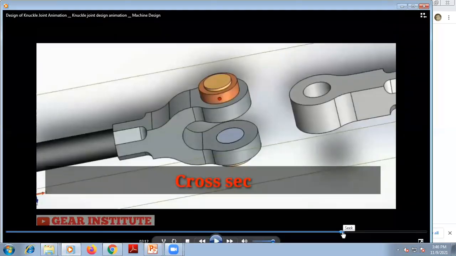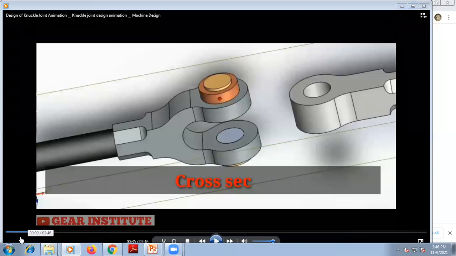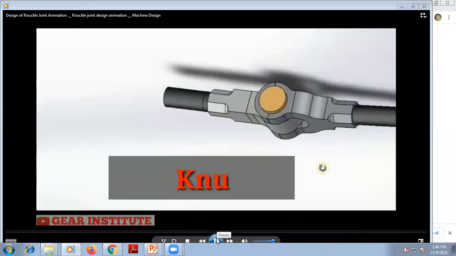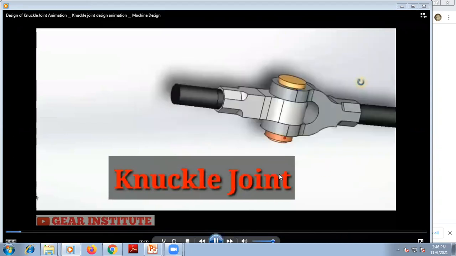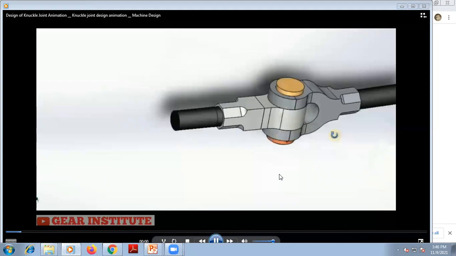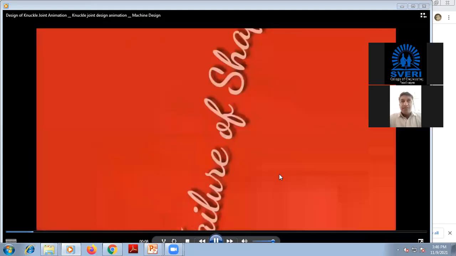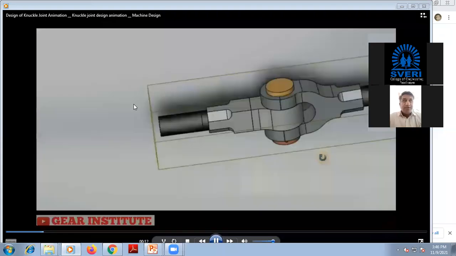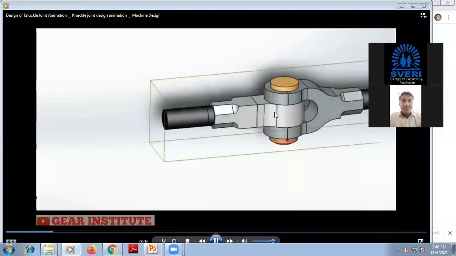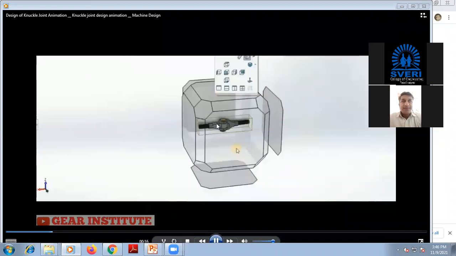So here is the animation. I'm going to start this animation. This is a knuckle joint. You might have seen this knuckle joint, or in MD you might have drawn this assembly and detail of this knuckle joint.